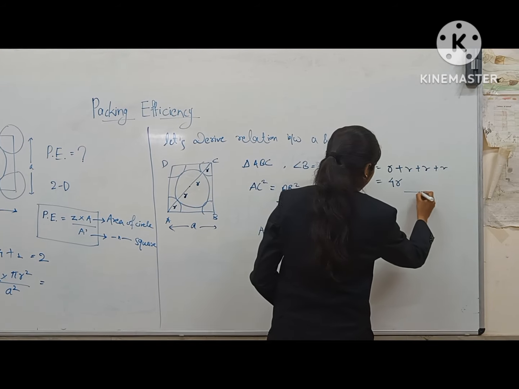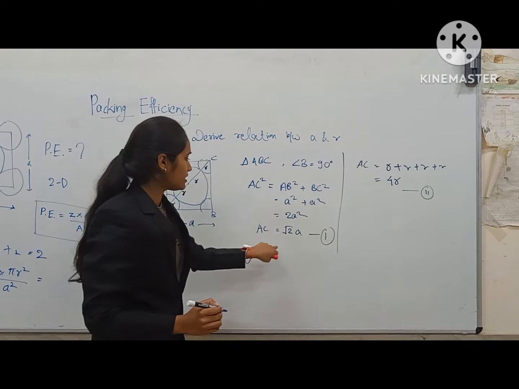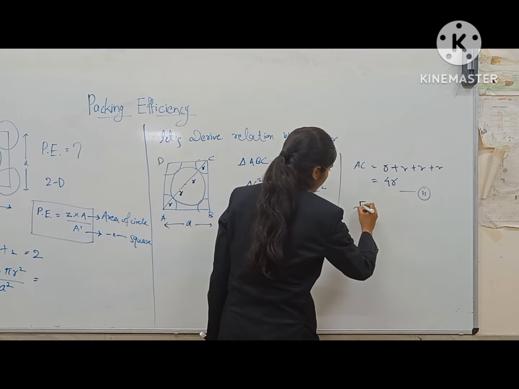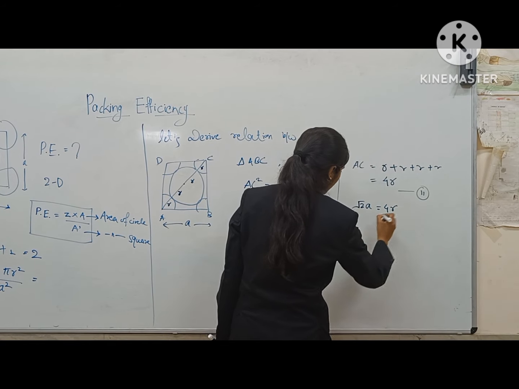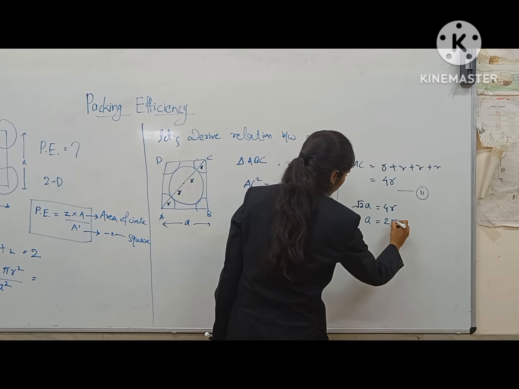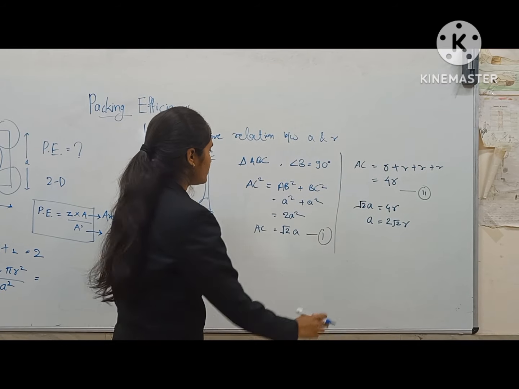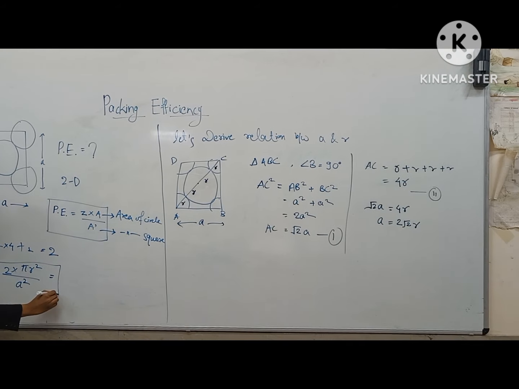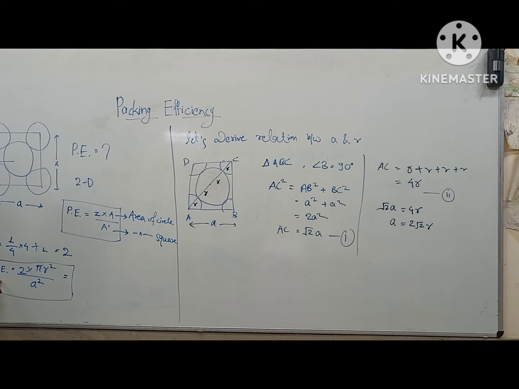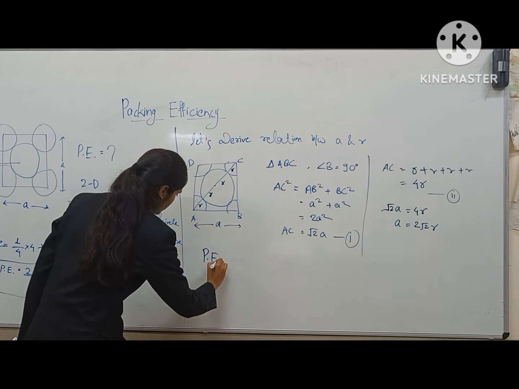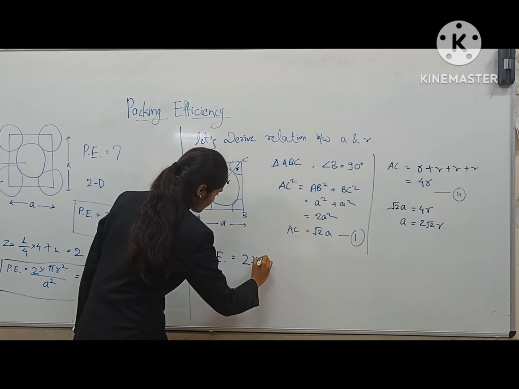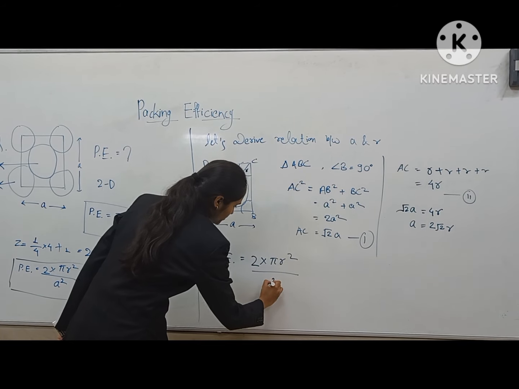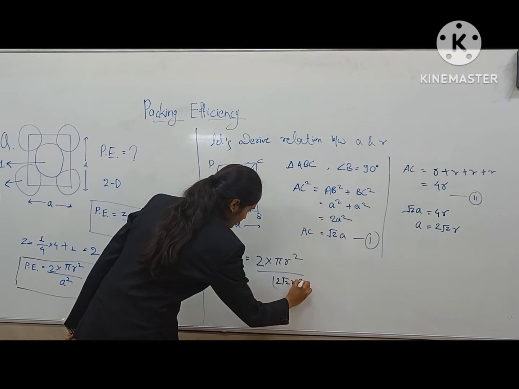From equation 1 and equation 2, we can equate them because their LHS are equal, so the RHS will also be equal. So root 2 A equals 4R, and A equals 2 root 2 R. Now we will substitute this A value in the formula we have already discussed. So packing efficiency equals 2 into pi r square divided by, in place of A, I will write 2 root 2 r, whole square.